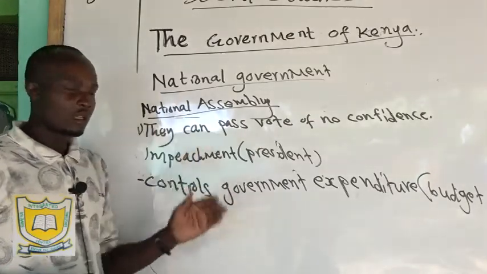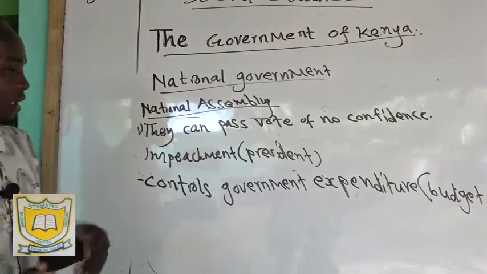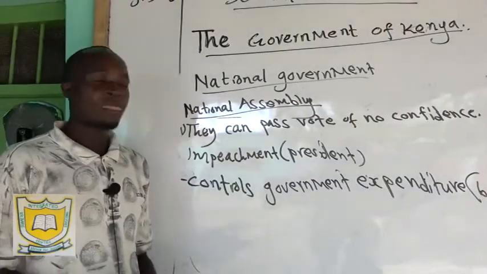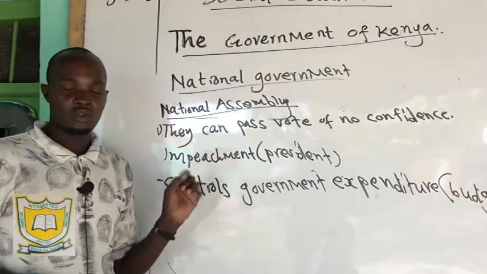They also look at how much has been allocated in a given sector like education. We have agriculture, we have science and technology, education, and so on. So this one also does that.